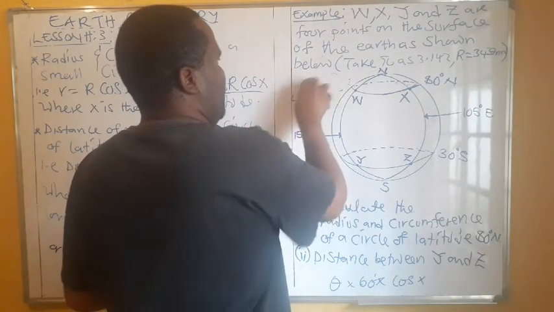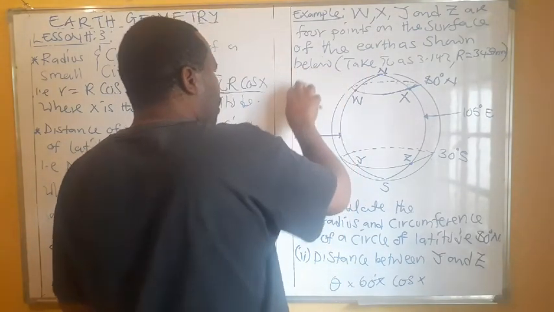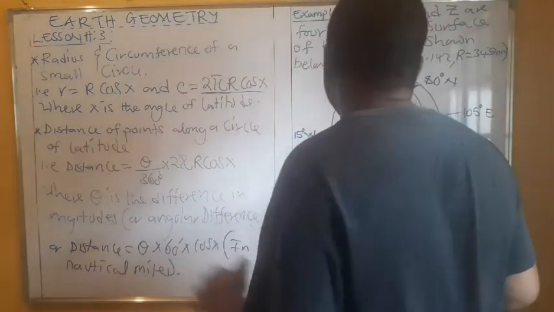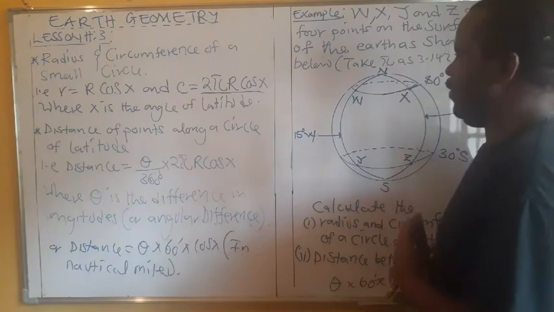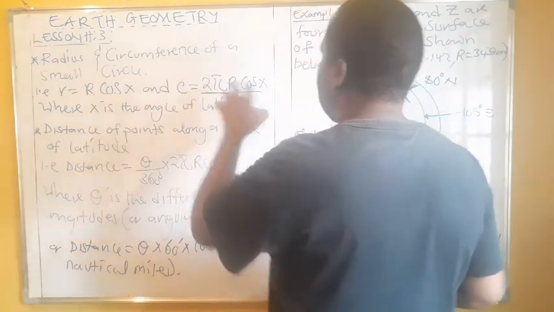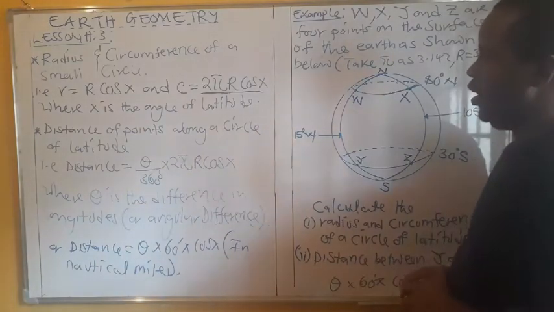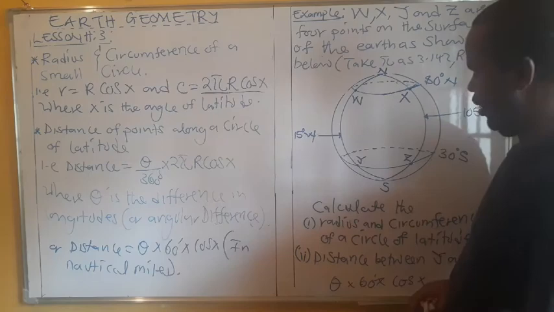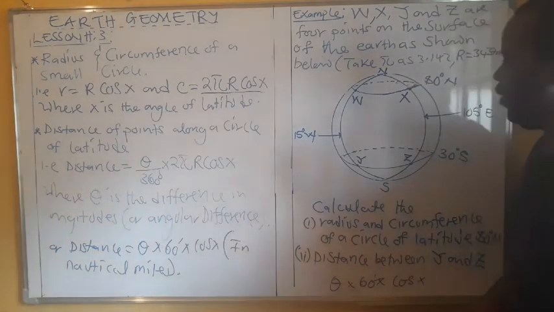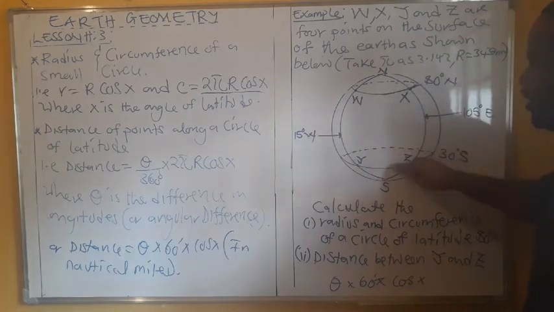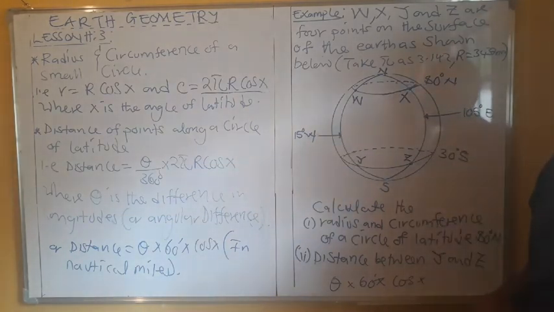So for a small circle, we want to ask you to find the radius of a small circle, take note, and the circumference of a small circle. For a small circle, this is the radius, and for the circumference, that's what we are going to use. Take note, x is the latitude of the circle that you are dealing with. I hope that is clear. So that's how you are going to get the radius. Either for this circle or that circle, the approach is the same.